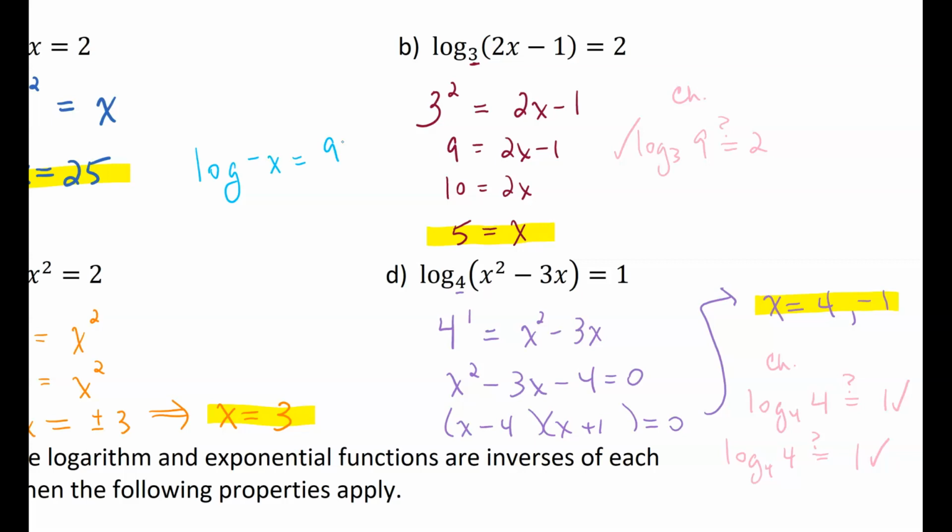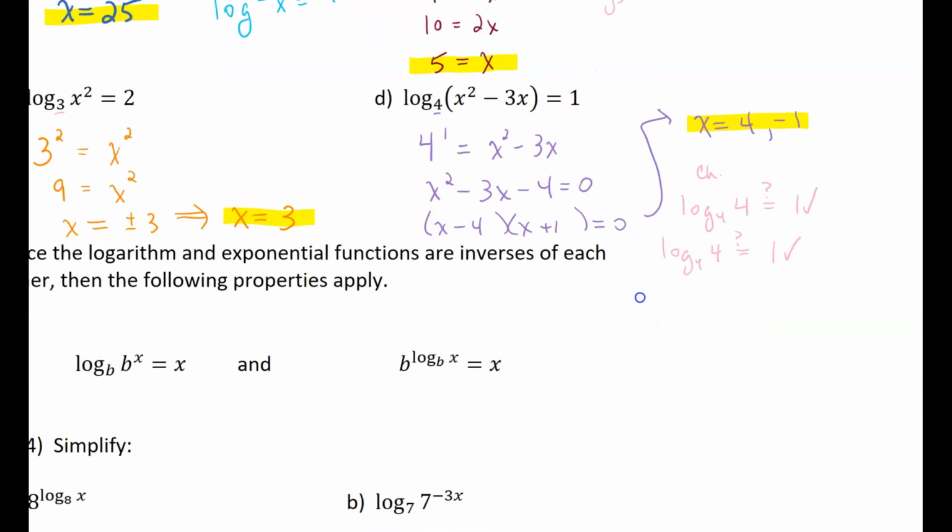Okay. And then also when you're checking, could you just plug that into the 4 to the first power equals x squared minus 3x, or do you have to plug it into the log? You have to plug it into the original log. Because again, if we just plug it into the exponential, we could end up with two solutions that do work for that. But you may end up with one solution that, once you plug into the argument, makes it negative and makes it false. Okay.